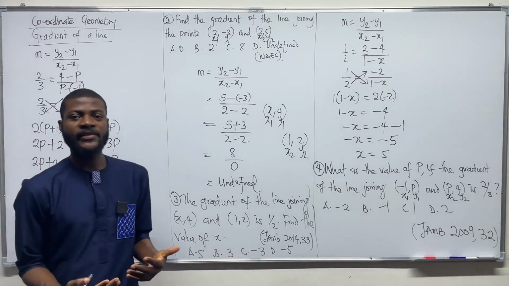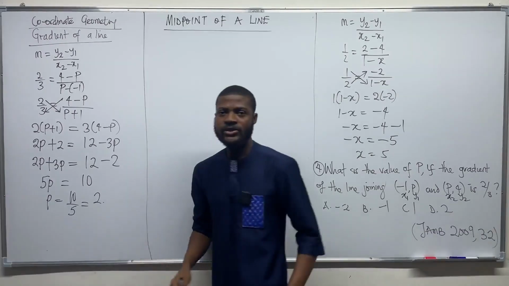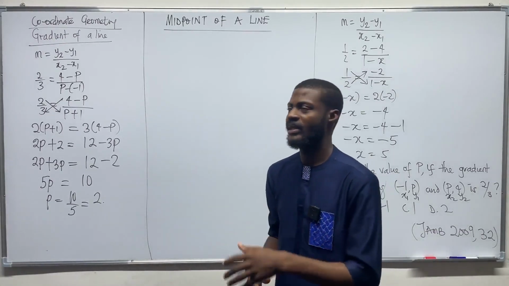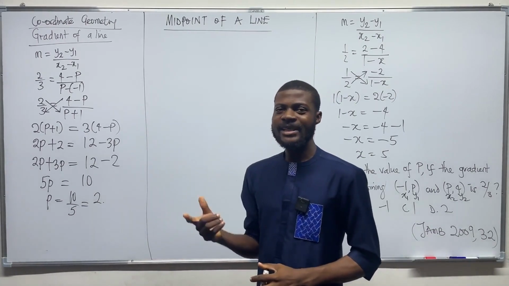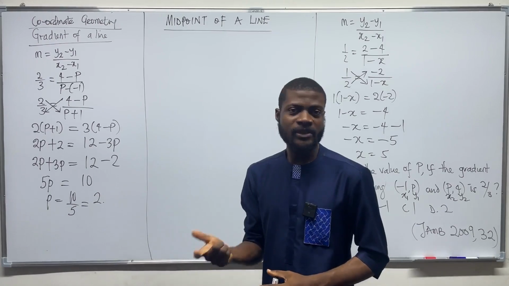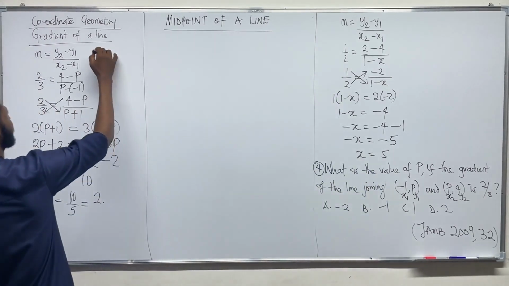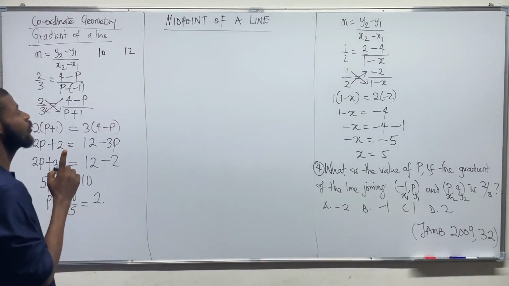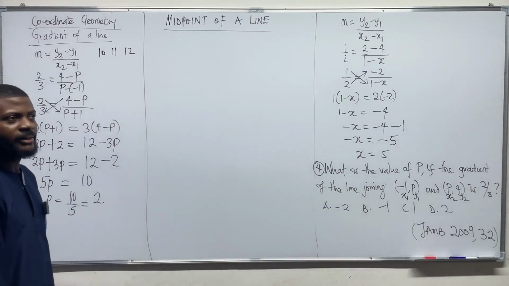Now, the next thing we want to take a look at is the midpoint of a line. Let us talk about what midpoint is. The middle of a line. As the name suggests, it is the middle of something. Imagine if you have, let us say, 10 and 12, and they ask, what number is in between 10 and 12? You clearly know that it's going to be 11. Yeah, 11 is in the middle.